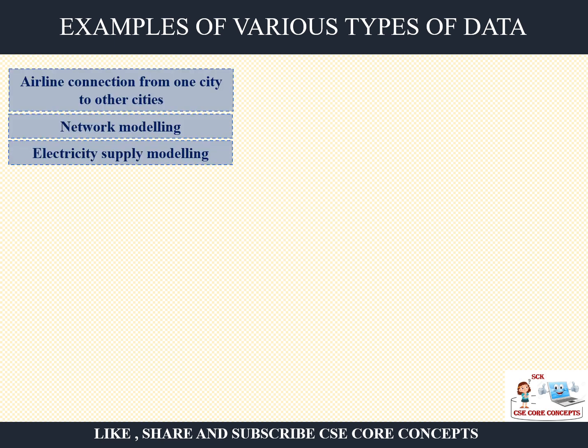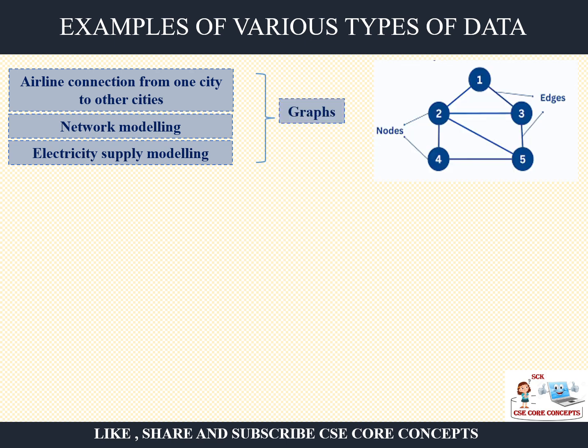Now, data can be of other types also. Say, I want to store the airline connectivity from one city to other cities. It is a network of flights I want to show, or I am designing a new building where I want to show the electric supply modeling. So this cannot be stored in a linear way. Arrays I cannot use, stack I cannot use, because I am showing a network. A network can be shown in the form of graphs, where one node is connected to multiple nodes.